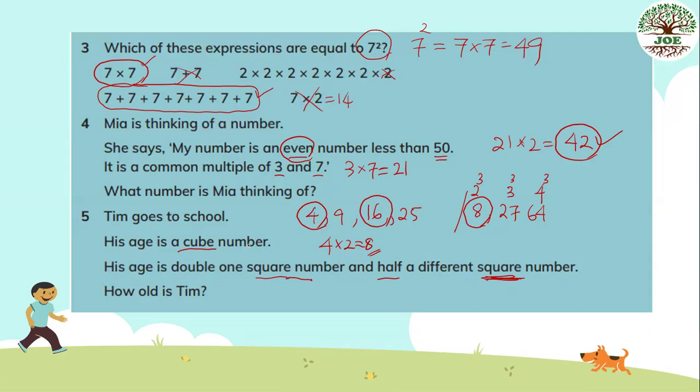So it is a cube number, 2 cubed is 8. And double one square number, double 4 is 8. And half a different square number, half of 16, and 16 is 4 squared. So how old is Tim? His age must be 8, 2 cubed. He is 8 years old.